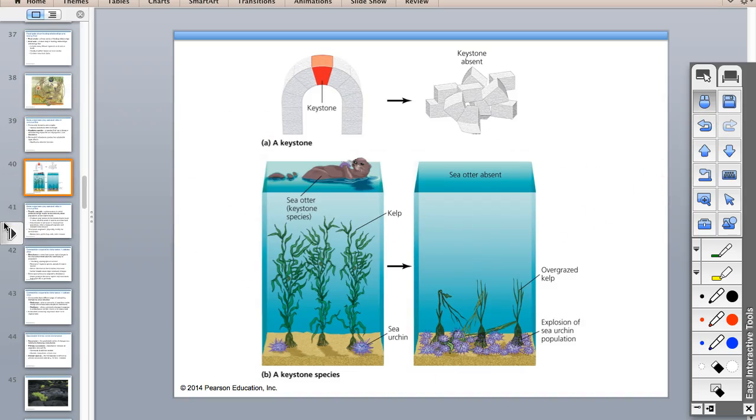On the AP exam, they will expect you to know that sea otters live off the coast of California and Oregon, and they are keystone species. They will expect you to know exactly what I'm about to tell you. So, sea otters, what they do is they eat these sea urchins. These sea urchins are these little prickly guys.